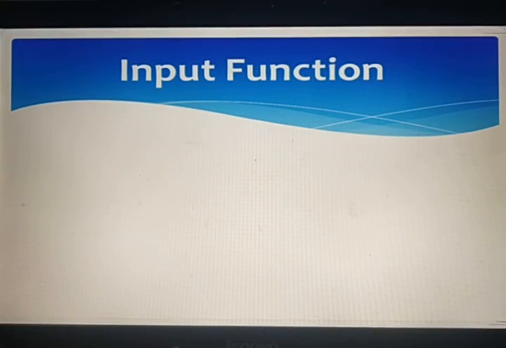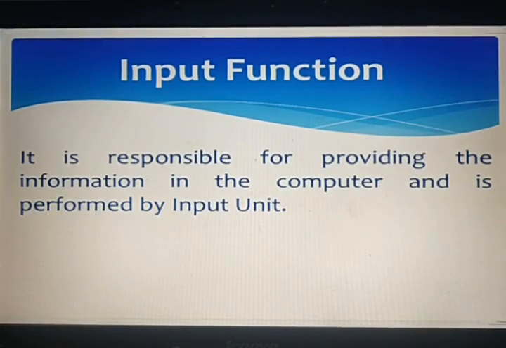First one, input function. It is responsible for providing information to the computer and is performed by the input unit. For this purpose, the input unit uses standard input devices such as keyboard, mouse, scanner, barcode reader, etc.